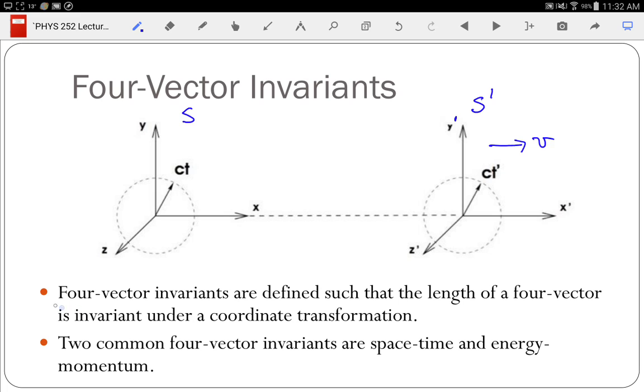Now, we're going to talk about four-vector invariance. Of course, invariant means it doesn't change. So four-vector invariants are going to be things that don't change regardless of what reference frame you're in. There are two common ones we use: the space-time four-vector, which is what we're specifically looking at today, and then there is a similar energy-momentum four-vector. When we're starting out, we often think of this as just the space-time four-vector, but there are other things that also obey the same rules that we're going to learn today looking at the space-time four-vector.